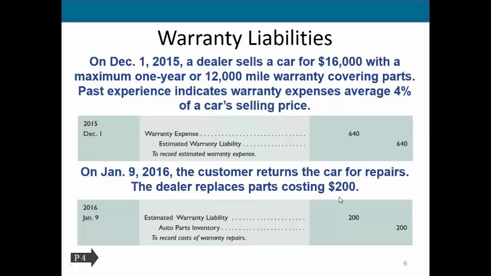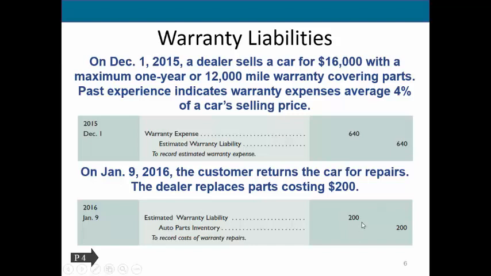But let's go ahead and look. How do we actually calculate this? Remember, we already recorded the expense, and we did that back in 2015 when we made the sale. So we don't recognize that expense again because the expense is not relevant to January 2016. It was relevant when we made the sale. So how do we record this?